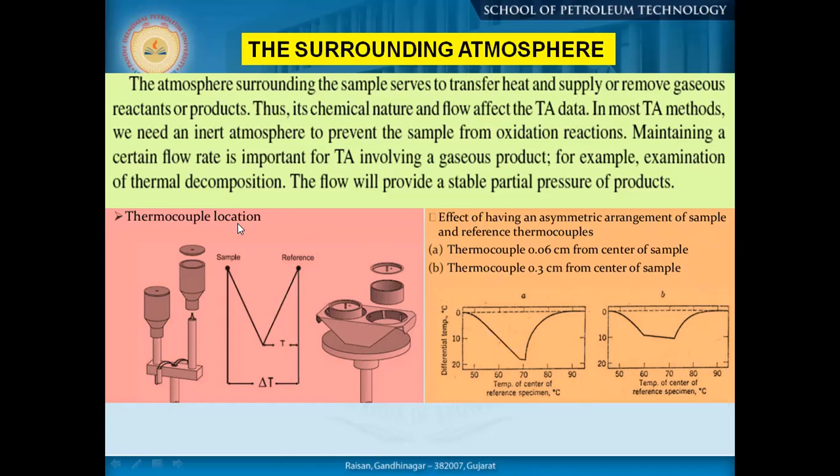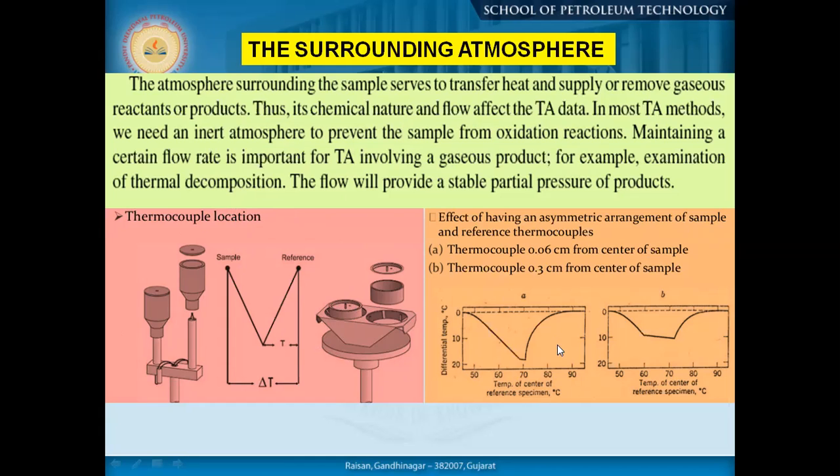So in most TA methods, we need an inert atmosphere to prevent the sample from oxidation reactions. Maintaining a certain rate of flow is important for TA involving a gaseous product, for example, examination of thermal decomposition. When you are having a thermal decomposition in the system, that means you have some materials which are gaseous in nature, that you need to immediately remove.